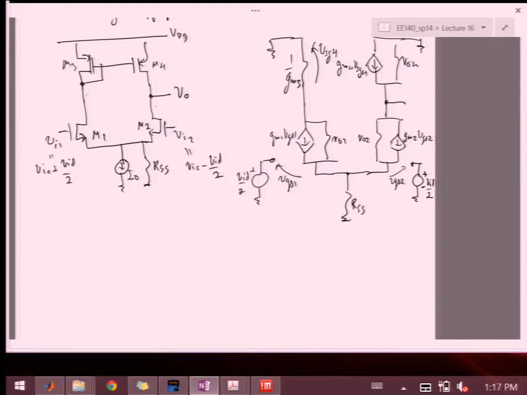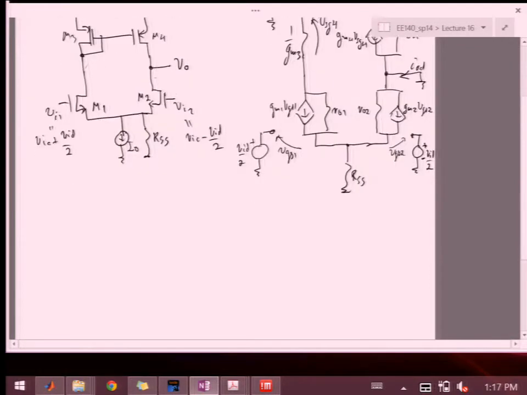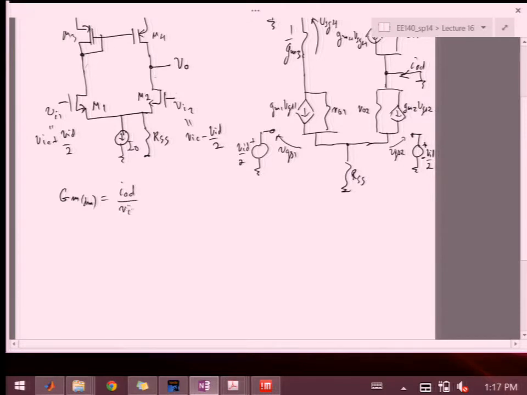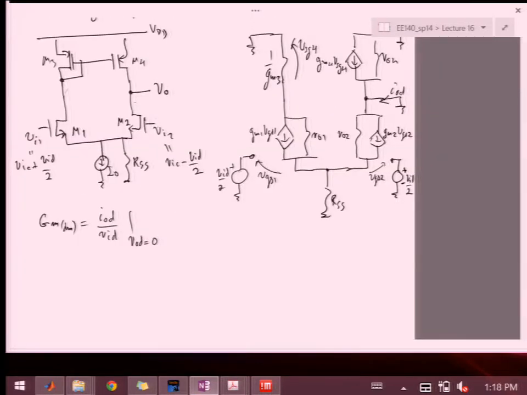For that, I will assume by definition that the output is grounded, and I'm looking at IO differential. So my GM differential mode would be IOD over VID, given that VOD equals 0. All right. So I'll first look at this current, because it's a little bit easier for me to analyze things in terms of the current.